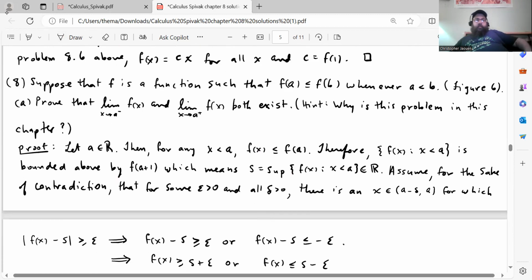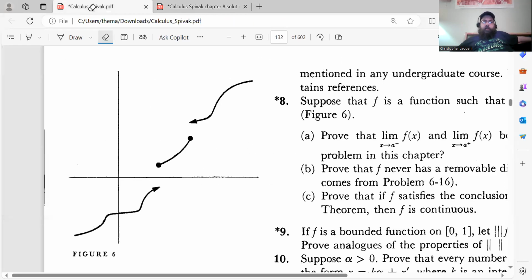Okay, question 8. Suppose that f is a function such that f of a is less than or equal to f of b whenever a is less than b. He refers you to a picture, figure 6 in the book. Let me just show it to you real quick. This is figure 6. Hopefully that shows up on the video. So this is the figure that he's referring to.